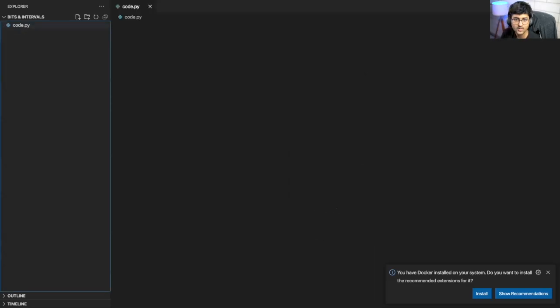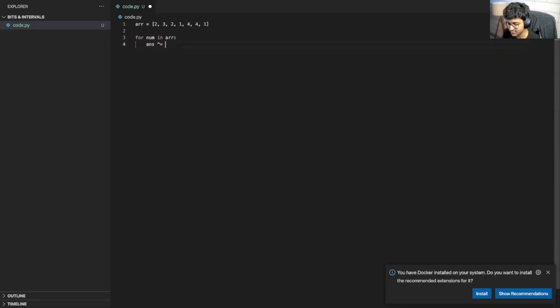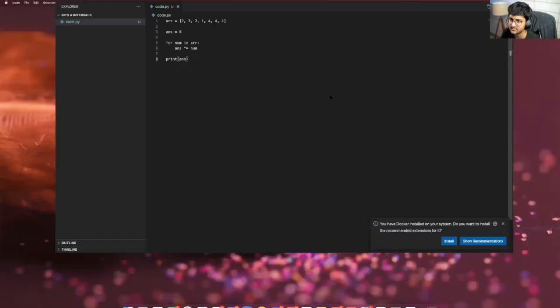Okay, so we have a list, something like 2, 3, 2, 1, 4, 4, 1. You can say for number in ARR, answer XOR equal to number, and initially answer is 0. In the end, I can just print my answer. That is it. As simple as that.